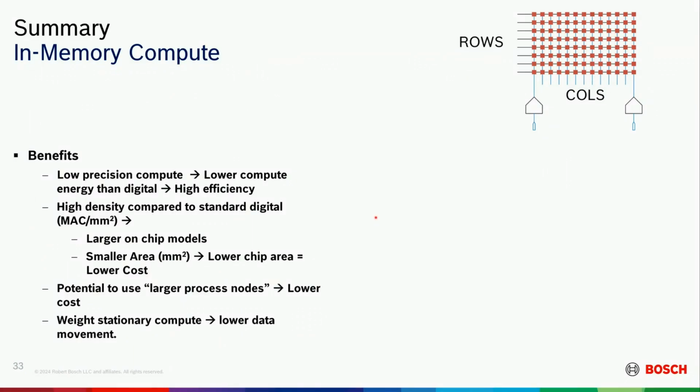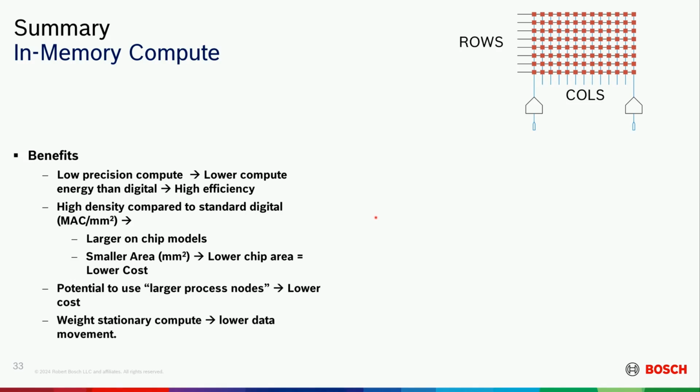So in summary, there's quite a number of benefits for in-memory compute. You've got the low precision, so you can get lower compute energy than digital. You can have much higher density, and it of course depends on how you do the design, but even with an SRAM design you can get fairly high density MAC computations, and then of course smaller area, which means lower chip cost for you.